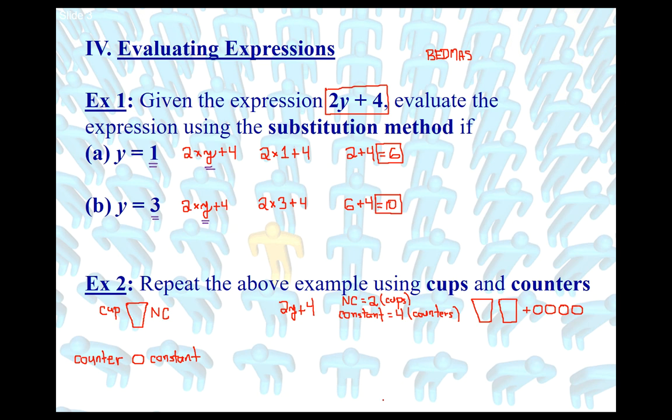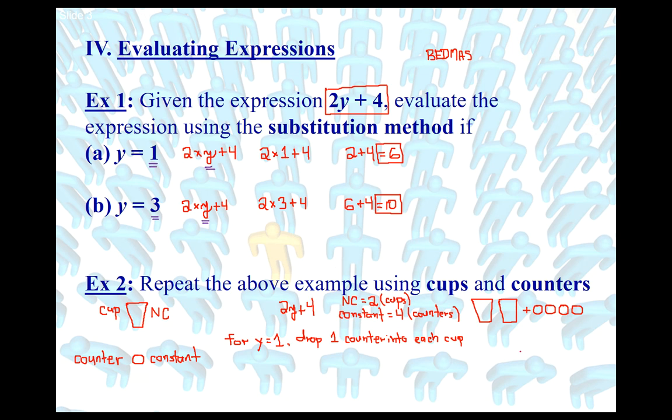All right. Now, the way we need to evaluate it is if it says y equals 1, what that wants me to do, so I'll write down what I'm going to do here. So let's say for y equals 1, what I'm going to do is drop 1 counter into each cup. So that's how we're going to evaluate it using cups and counters. Whatever the value of the variable is, that's going to tell you how many counters you're going to drop into each one of these cups.